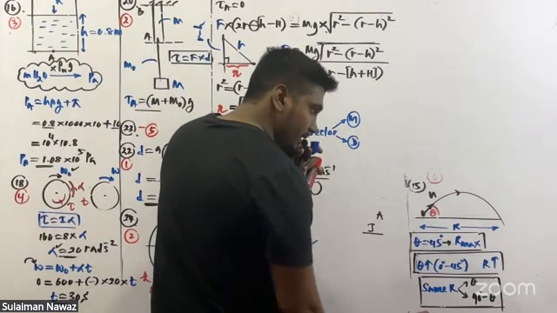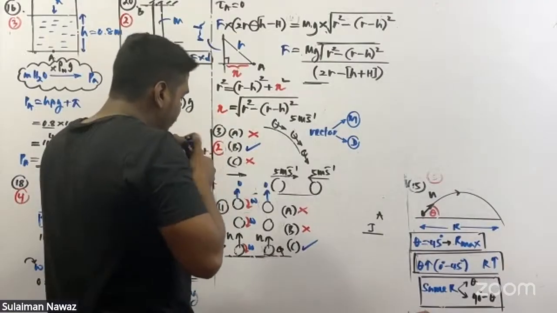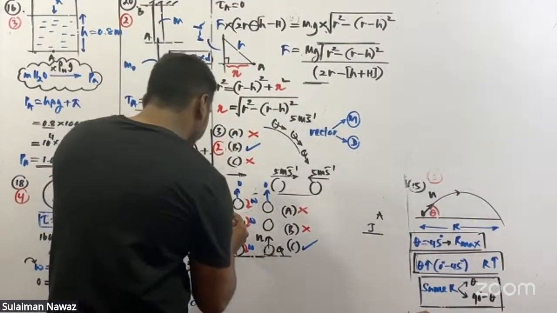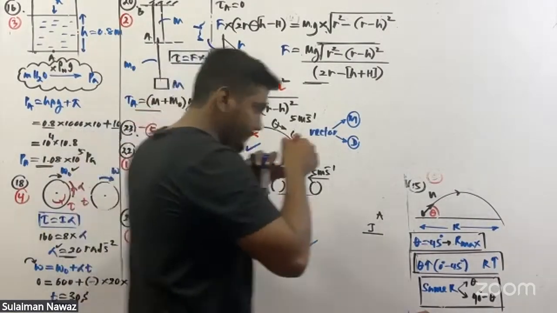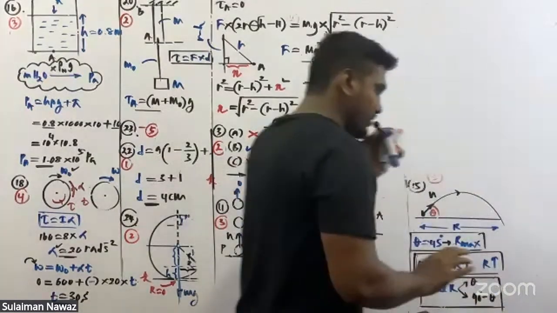They are asking for the right answer among the above statements. The right answer is the third one. Only C is true, option 3. That question number 11 is also done. Question number 12 has an important point.